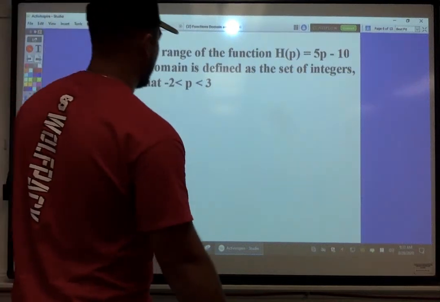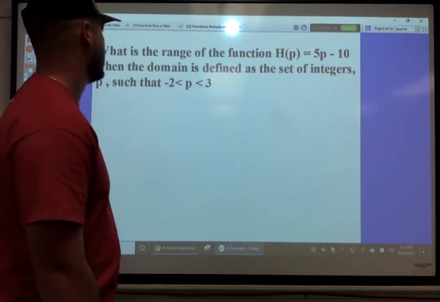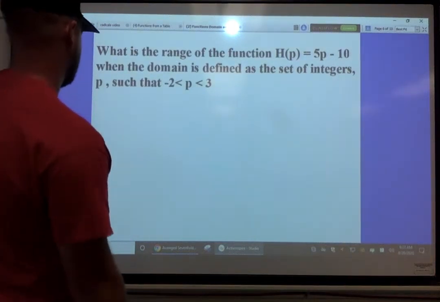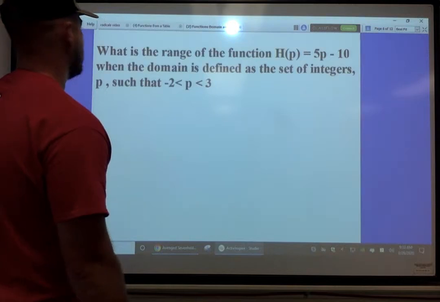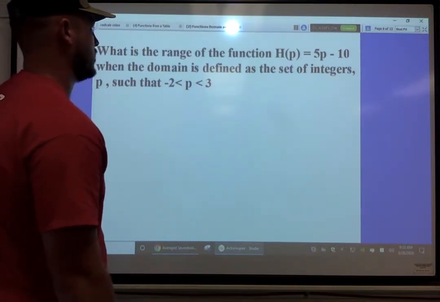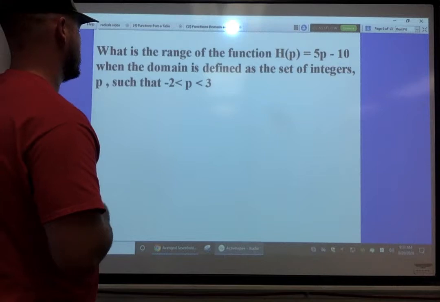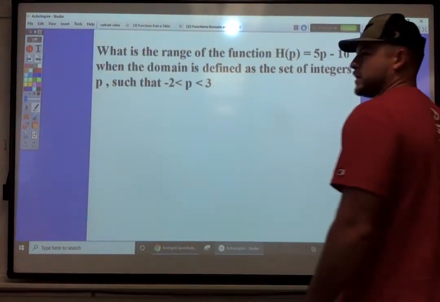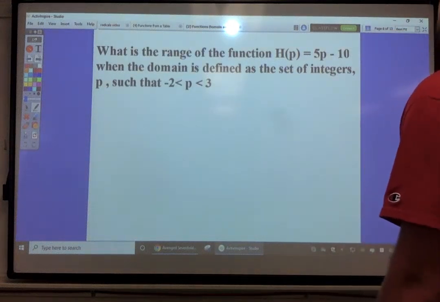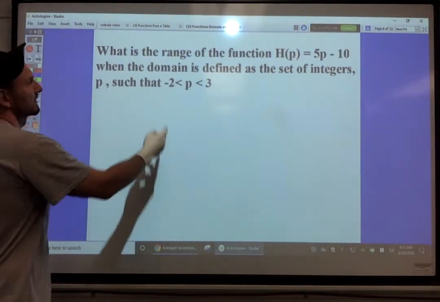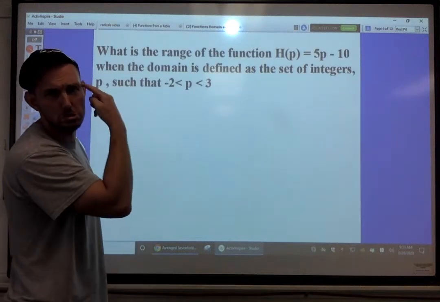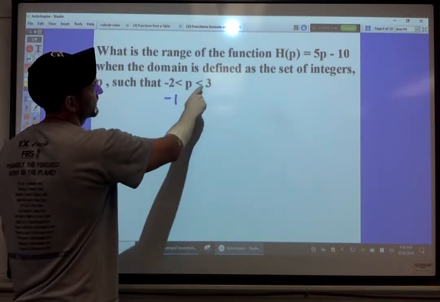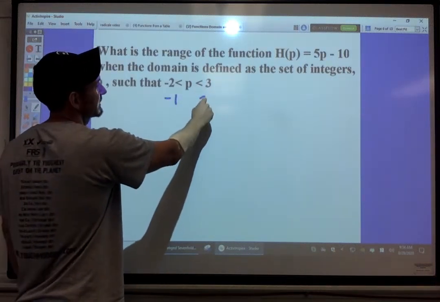What is the range of the function h of p equals 5p minus 10 when the domain is defined as a set of integers such that p is greater than -2 and less than 3? So let's just pick some. You want us to just plug in values, or are we supposed to just write the answer? Yeah, let's just write the answer. I've tricked them enough. I'm curious if they got them. All right. Plug in -2, or do a. Is it included? No. So we got to start with -1 and go all the way to 3. It's not included. It's all the way to 2.